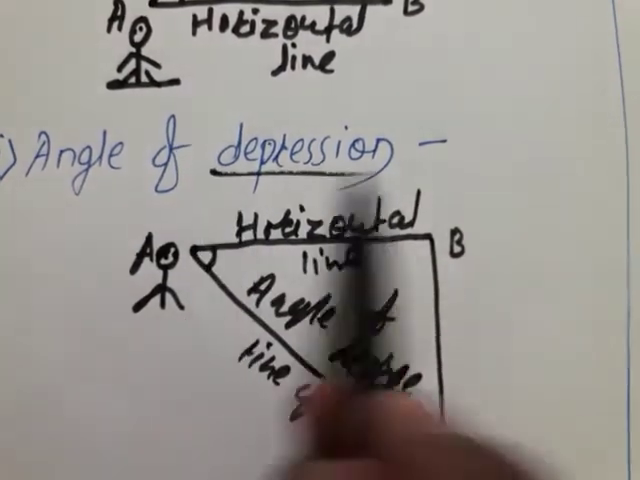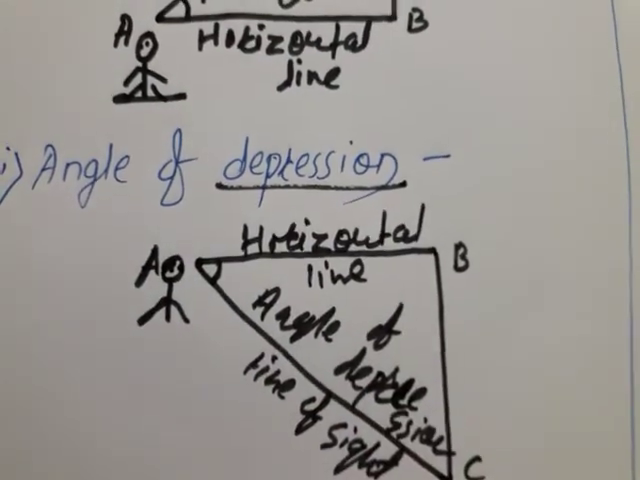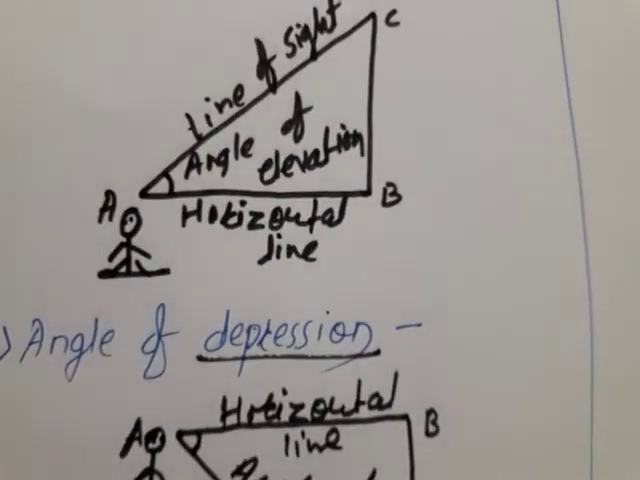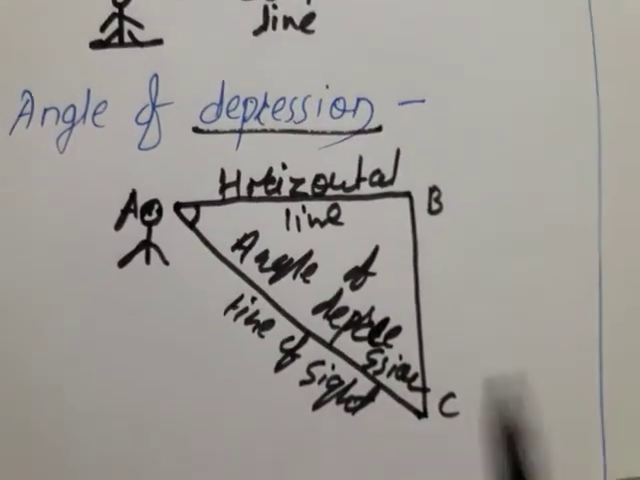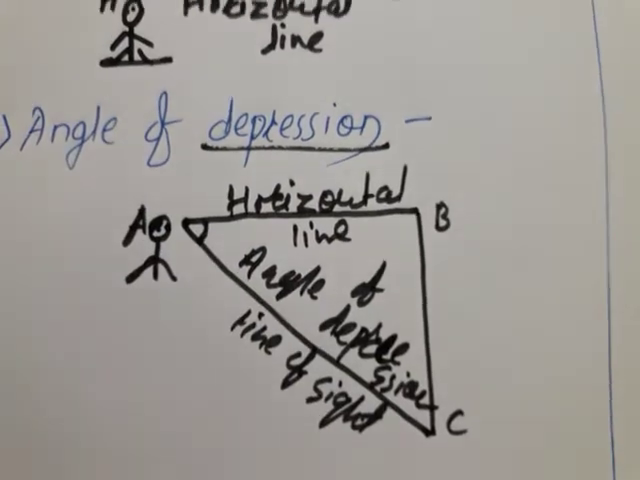This is known as what? Angle of depression. Means when the observer is looking up, the angle which is formed, that is known as angle of elevation, and when the observer is looking down, the angle is formed, that is known as angle of depression.